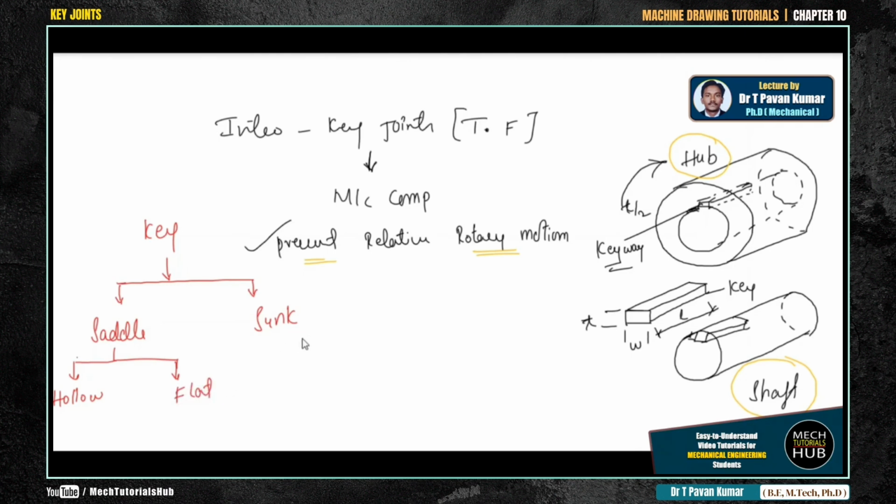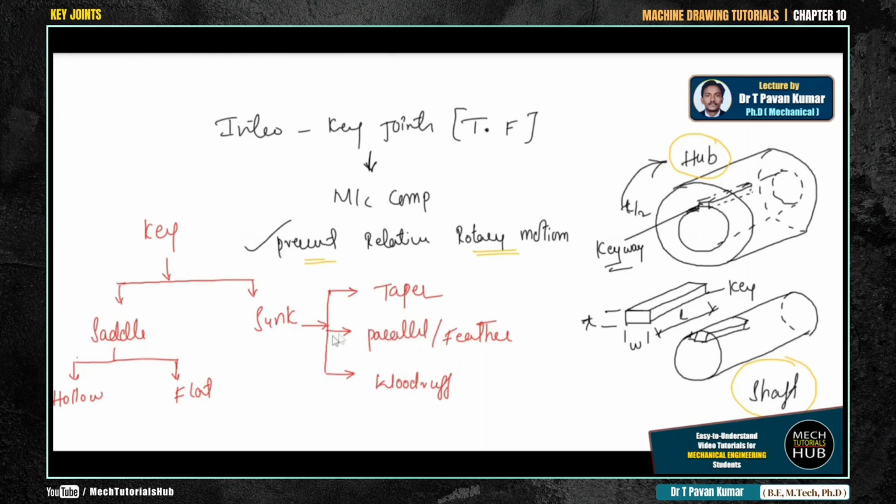Similarly, coming to sunk keys, these are classified into three different categories. Number one is the taper sunk key. Number two is the parallel key. These parallel keys can also be called feather keys. And number three is the Woodruff key. These are the basic classifications. Keys are classified into saddle and sunk keys. Again, saddle keys are subcategorized as hollow and flat, and sunk keys as taper, parallel, and Woodruff keys.